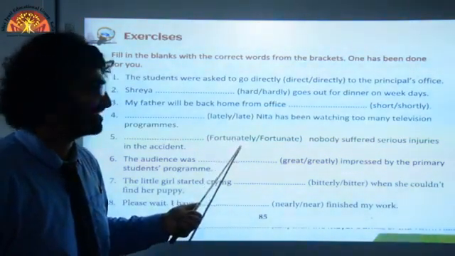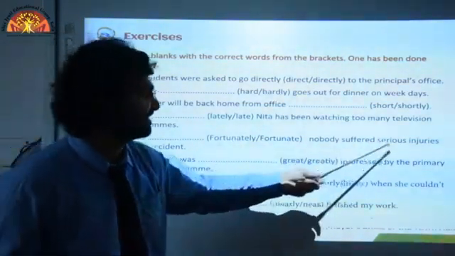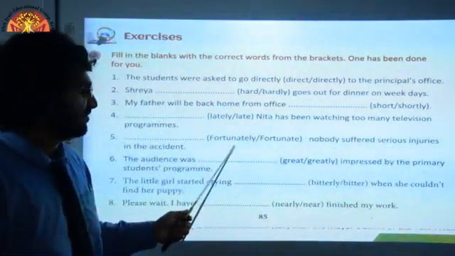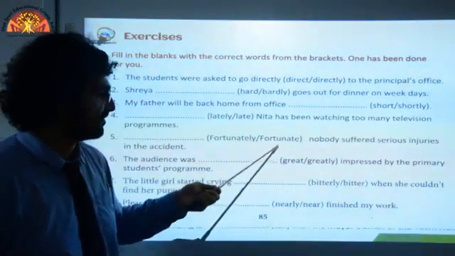Fortunately is the right answer. Fortunately, nobody suffered serious injuries. Alright, this is the adverb which we have to use, because this is not an adverb at all.